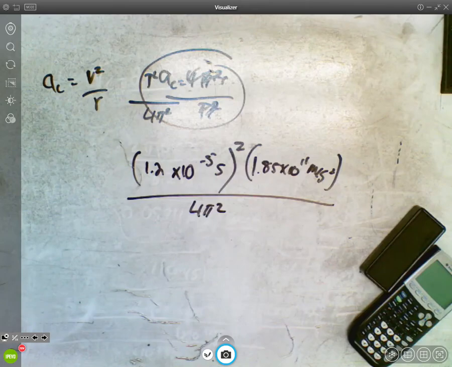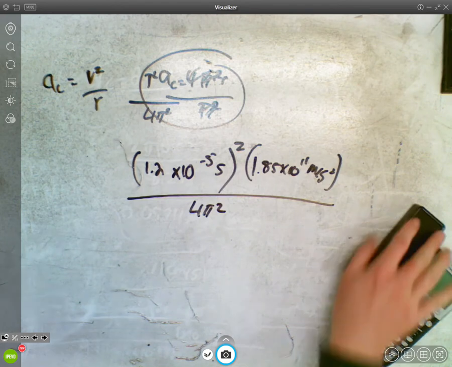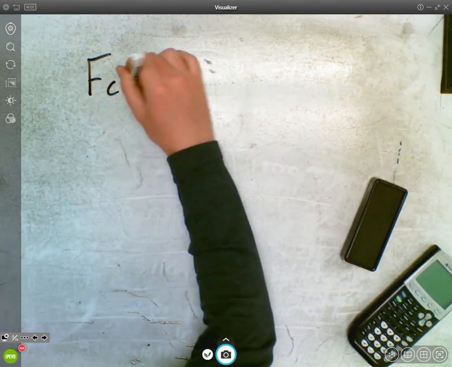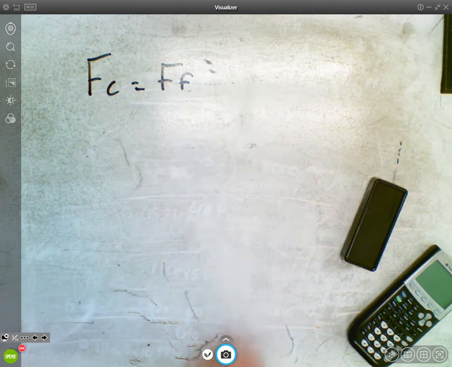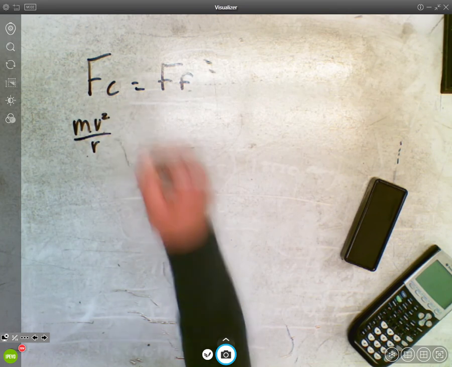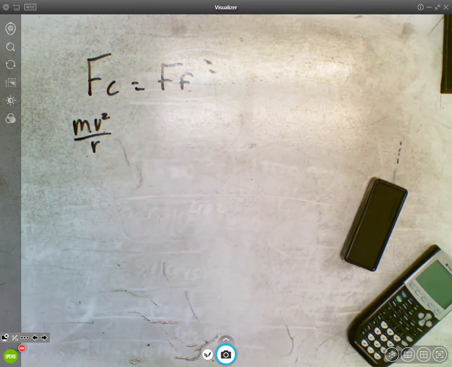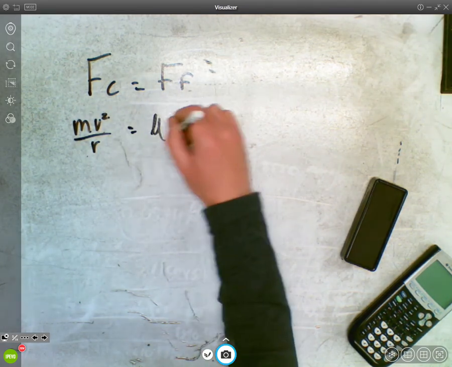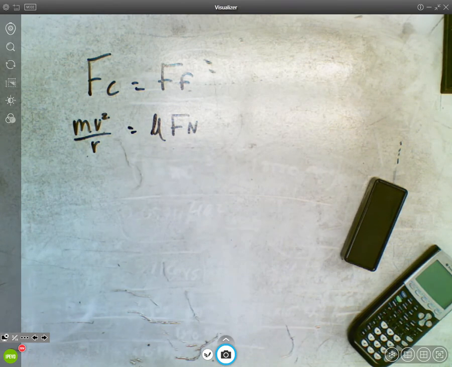So if we do this question here, this is what keeps it moving in a circle. Well, it's that force of friction. That's what makes it move in a circle. This breaks down into mv squared over r, because they give us a speed, or we're trying to find a speed. And then this is mu Fn.